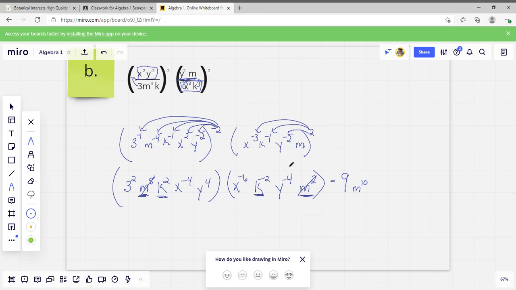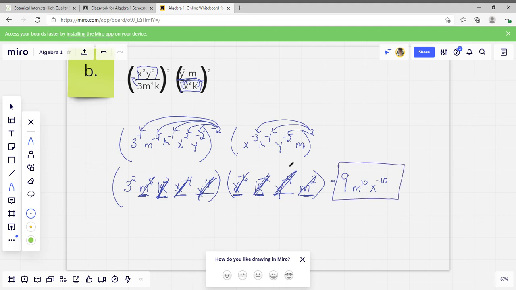Okay, now I have k squared, k negative squared. Positive 2, negative 2 cancel each other out, so we're not going to have any k's in here. Then I've got x negative 4, x negative 6. That's going to be x negative 6 and 4 is 10. And then I've got y positive 4, y negative 4. Those are going to cancel each other out. All right, so the answer should be 9m to the 10th, x to the negative 10th.